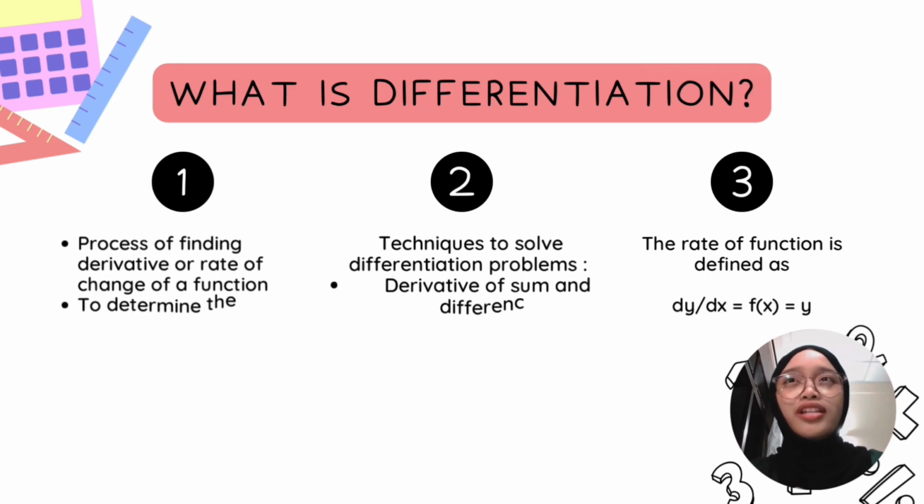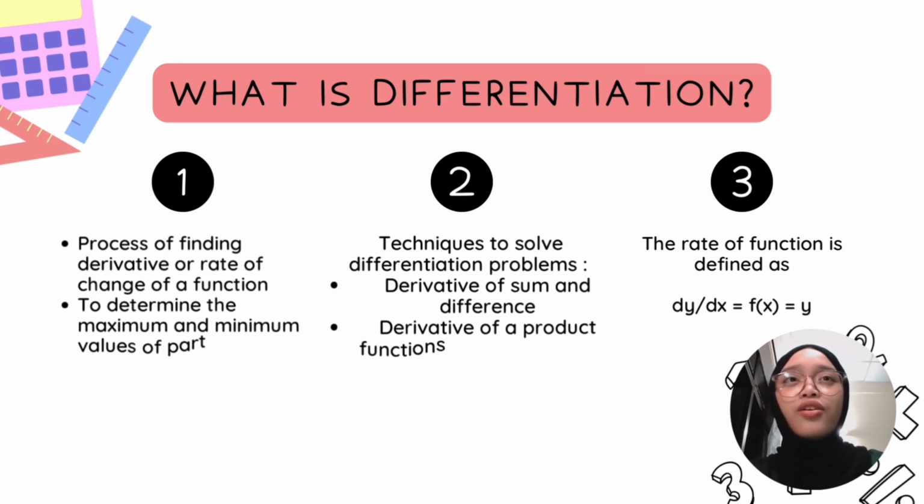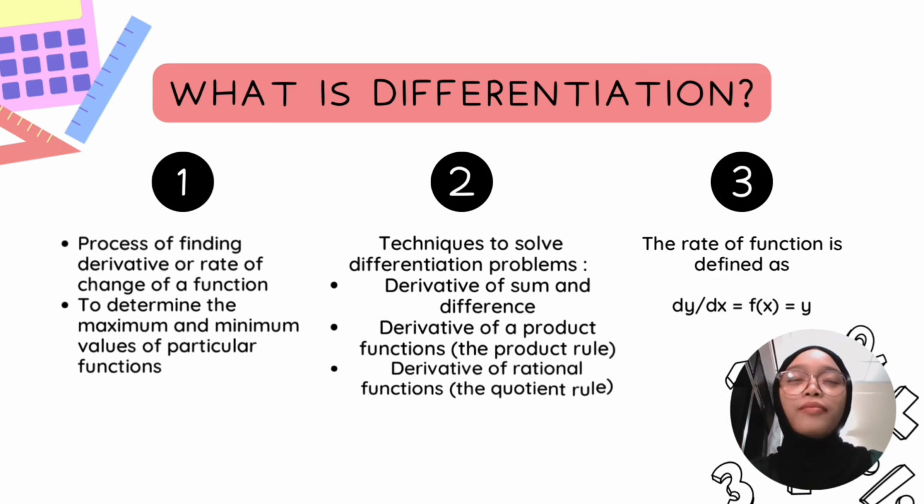What is differentiation? Differentiation is a process of finding the derivative or rate of change of a function to determine the maximum and minimum values of particular functions. To solve differentiation problems, there are three techniques that we can apply: derivative of sum and difference, derivative of a product function, which is called the product rule, and derivative of rational functions, which is called the quotient rule. The rate of function is defined as dy over dx of x and y.